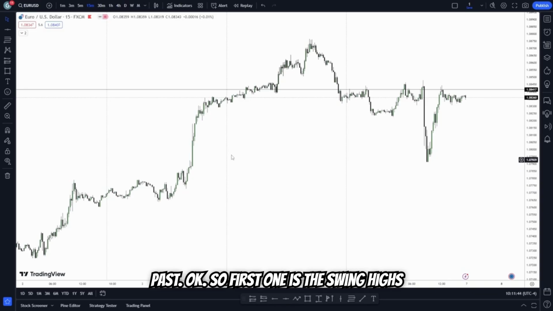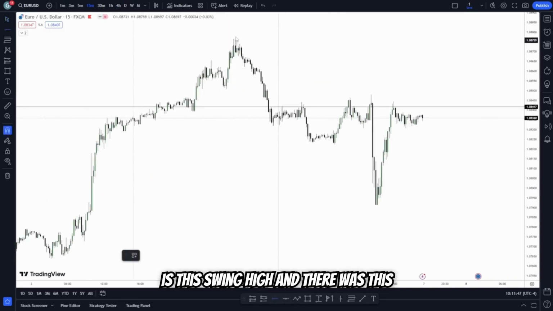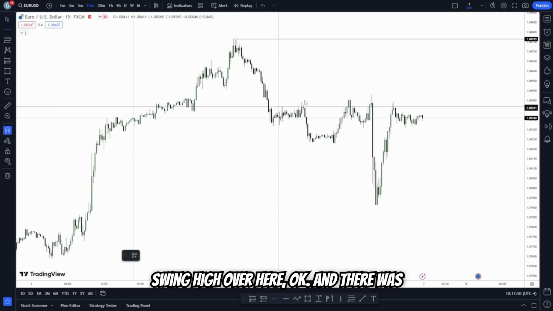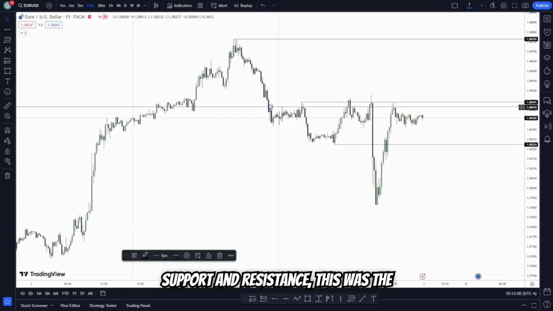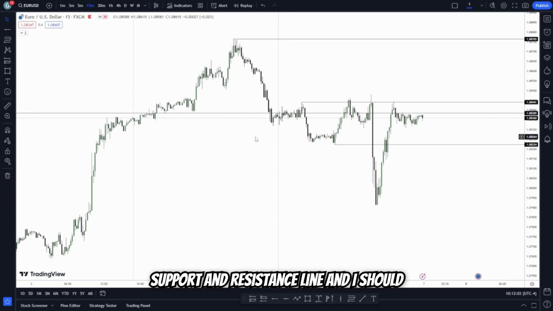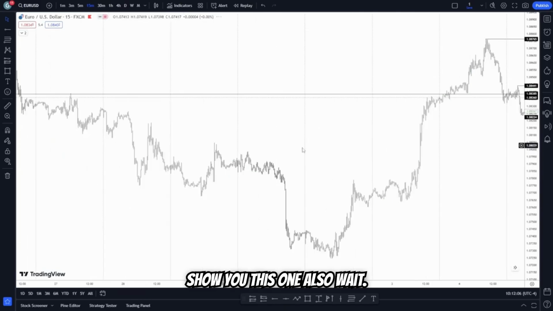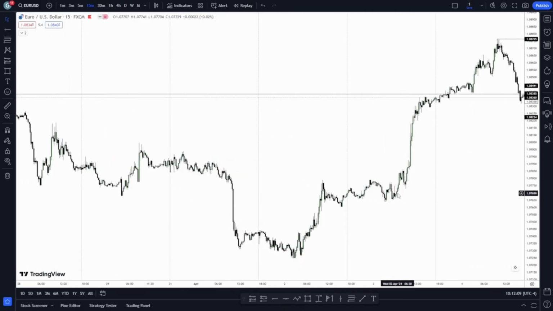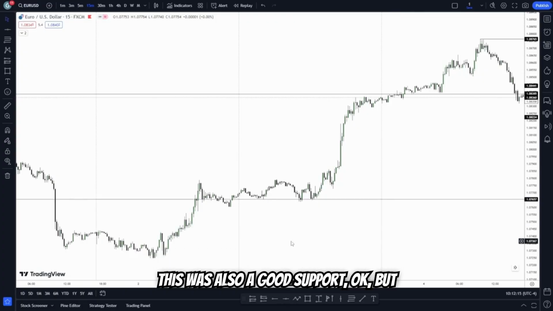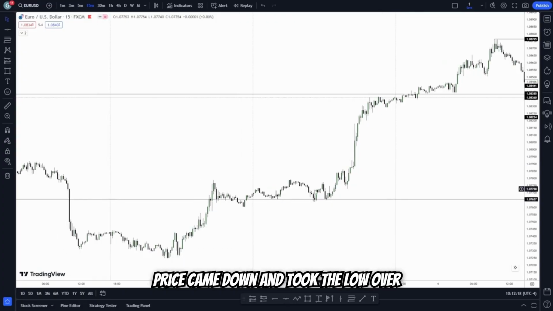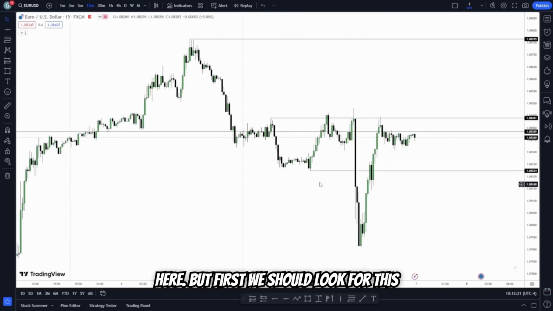Okay, so first one is the swing highs and swing lows. So we can see that there is this swing high, and there was this swing high over here. Okay, and there was this swing low over here. So we can see all of that. This was the support and resistance line, and I should show you this one also. This was also a good support. Okay, but price came down and took the low over here.